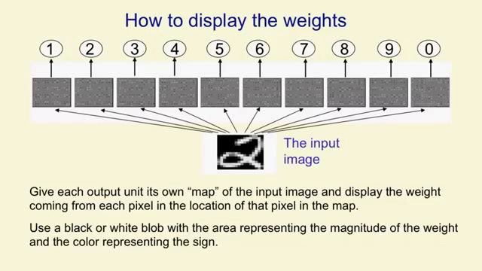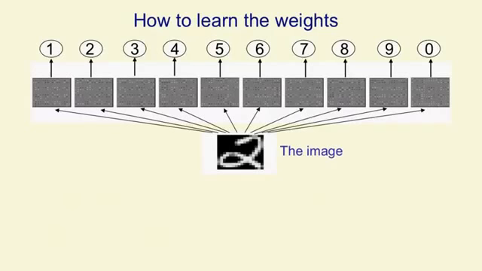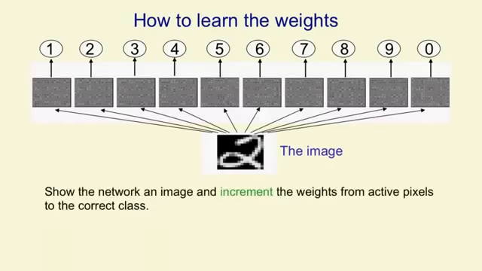So the initial weights that you see there are just small random weights. Now what we're going to do is show that network some data and get it to learn weights that are better than the random weights. The way we're going to learn is when we show it an image, we're going to increment the weights from the active pixels in the image to the correct class.